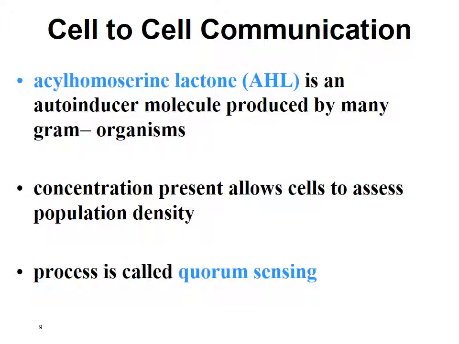And it's been found that many gram-negative organisms produce these AHLs. Now, what they found was that the concentration of the AHL autoinducer molecules within the immediate environment allowed individual microorganisms to assess population density. And this process is now referred to as quorum sensing. And remember, a quorum usually refers to the minimum number of members in a particular organisation needed to conduct business.